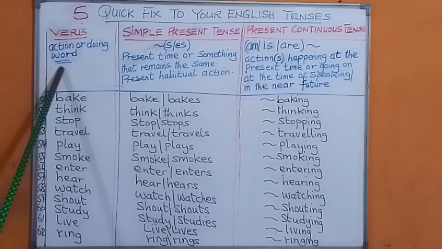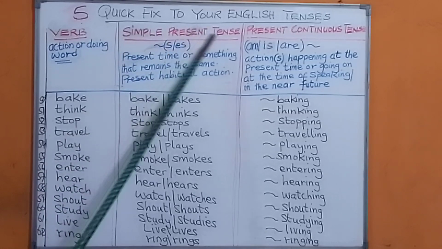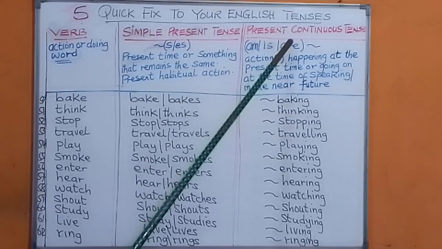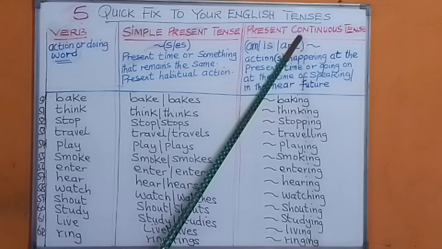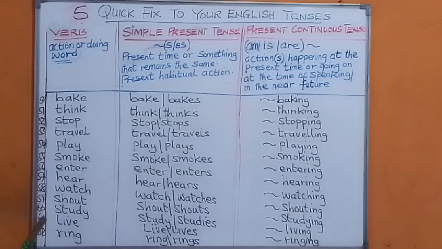So let's go on. We say verbs, that's the action words. Tenses affect the verb. And so we are looking at simple present tense, talking about actions that remain the same or present habitual action, a habit that you are going on with at the time. Present habitual action. Now, when an event or action is happening at the time you are speaking, you put that in the present continuous tense. So let's take more verbs.